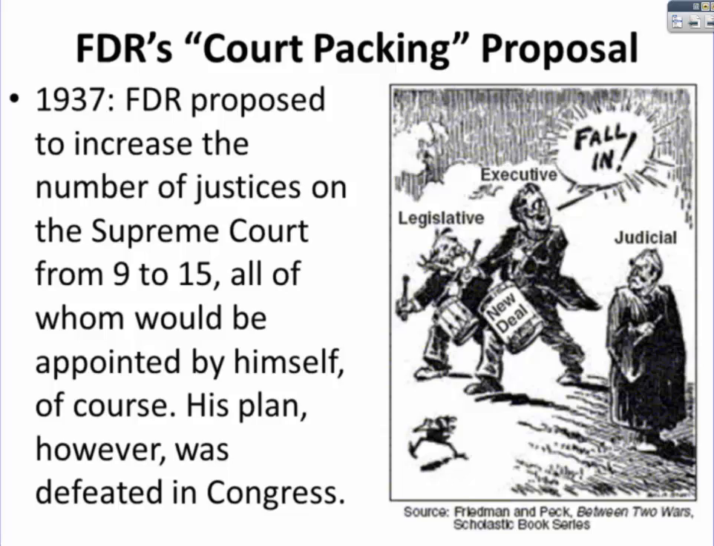Of course, the 6 justices that would be added to the court would be appointed by he himself. The plan is defeated in Congress as a very corrupt power grab by FDR. You can see in this cartoon where FDR had gotten Congress to agree with him, but that he was having a hard time getting the Supreme Court to fall in line with his proposals.